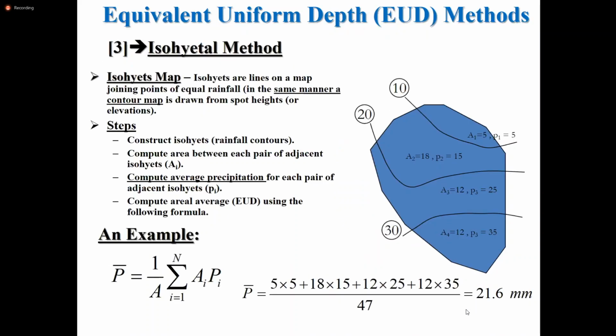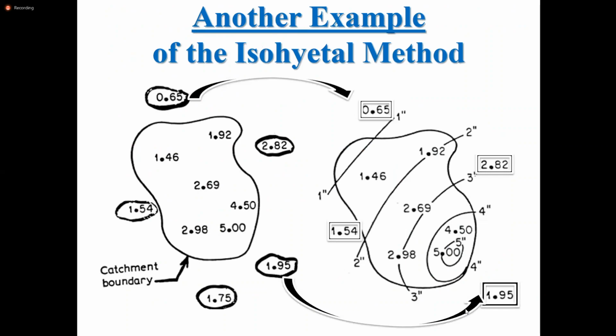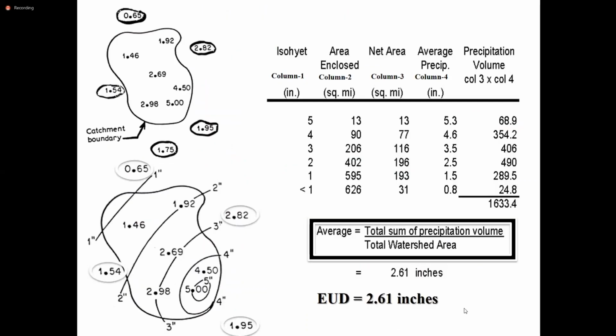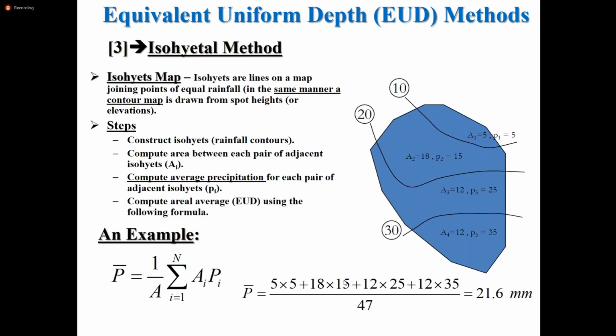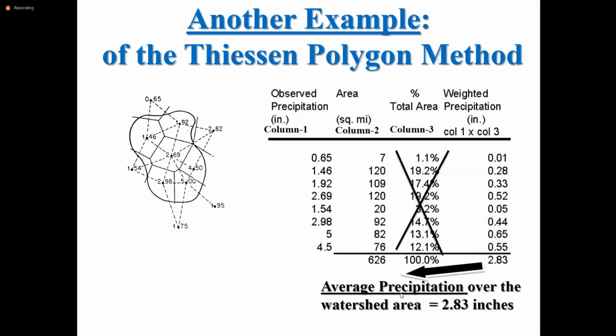So my question to you is, which one is the correct method? Using the isohyetal method on the same data, our estimate is 2.61. Using the polygon method, our estimate is 2.83. So which one is correct? Which one should we take, 2.61 or 2.83? Which is the correct value of the average precipitation over this area? Anybody?